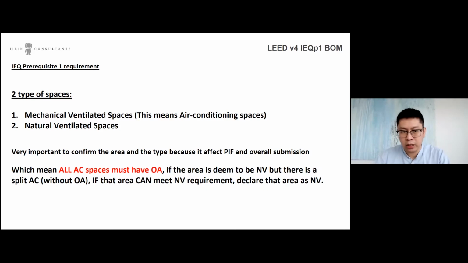This means air conditioned spaces as well. The other type is a naturally ventilated space. It's very important to confirm the area and the type because it will affect the project information form as well as the overall submission. It means all the AC spaces must have outdoor air, must have fresh air. If the area is deemed to be naturally ventilated, but there's a split aircon without OA, and that area can meet the natural ventilation requirement, then declare that area as naturally ventilated. We'll go through the natural ventilation requirement in a moment.